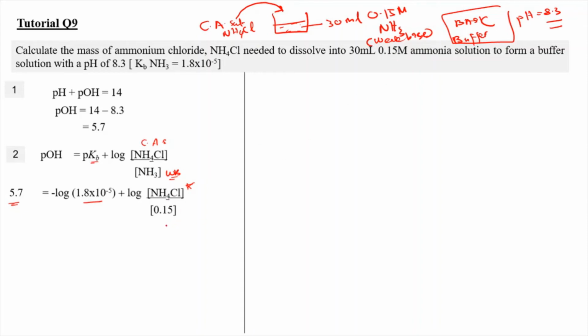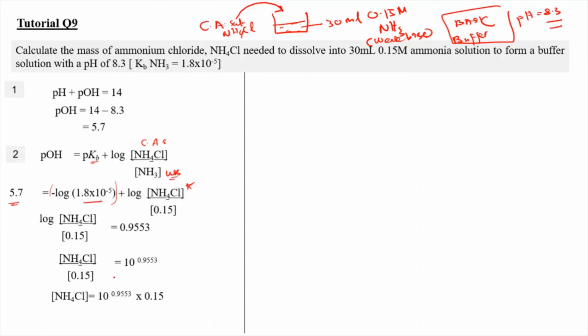So we're going to settle this part first, in which we're going to bring it to the left hand side. We're going to get it to be 0.9553. And then we're going to bring the log to the other side here. So we're going to get 10 to the power of 0.9553 and then multiply by 0.15. And then you're going to get the concentration of the ammonium salt to be 1.353 molar.